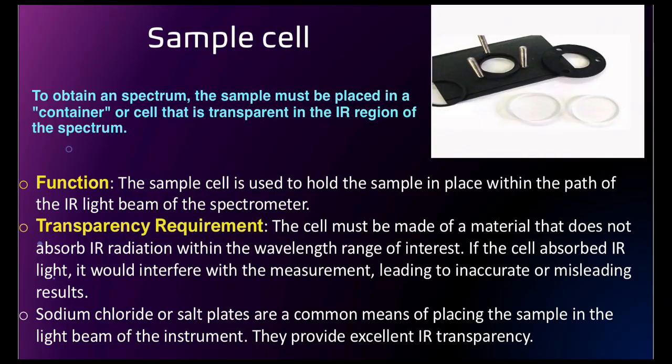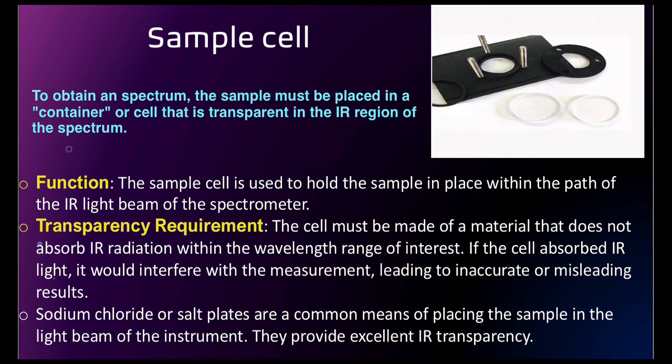To obtain a spectrum, the sample must be placed in a container or cell that is transparent in the IR region of the spectrum. Function: the sample cell is used to hold the sample in place within the path of the IR light beam of the spectrometer. Transparency requirement: the cell must be made of a material that does not absorb IR radiation within the wavelength range of interest. If the cell absorbed IR light, it would interfere with the measurement, leading to inaccurate or misleading results.